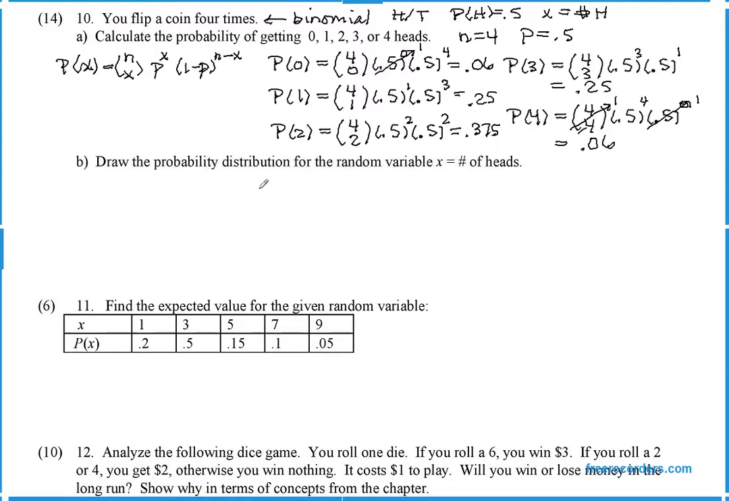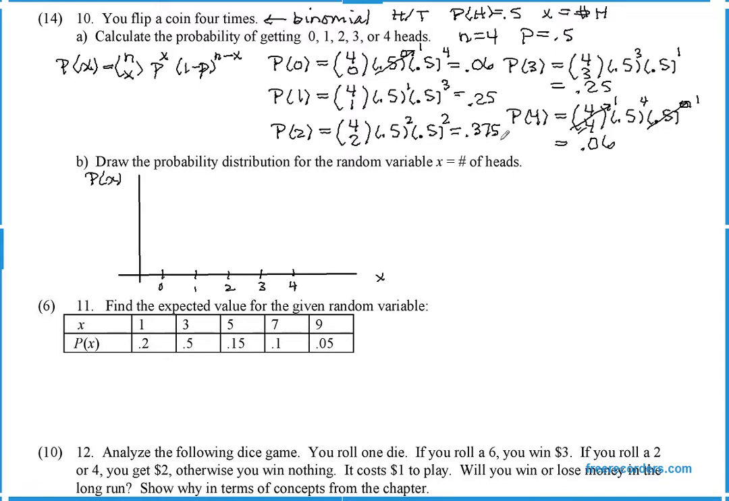Now we want to draw the probability distribution. So remember, this is just a bar graph where the height is the probability of the variable. So let's get our x and y axis going here. So your x-axis is going to be x, and then our y-axis here is going to be p of x, probability of x. And then we've got the values of x are going to be either 0, 1, 2, 3, or 4. And remember, we want our bars centered over those values.